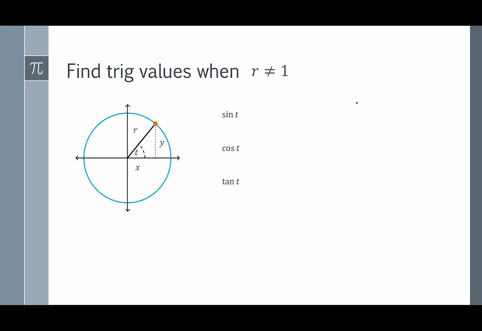Let's look at what happens when we don't have a unit circle, which means r is not equal to 1. We can again draw back on our knowledge about right triangle trigonometry to find the values of sine, cosine, and tangent. Sine of t would be equal to the opposite y over the hypotenuse r. Cosine of t would be the adjacent, which is x, over the hypotenuse r. Tangent is the opposite y over the adjacent x. Notice that it does not have r in its calculation.